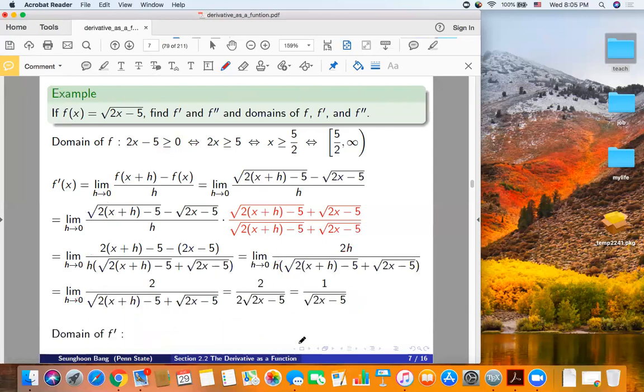So that's it. What's the domain of f prime?